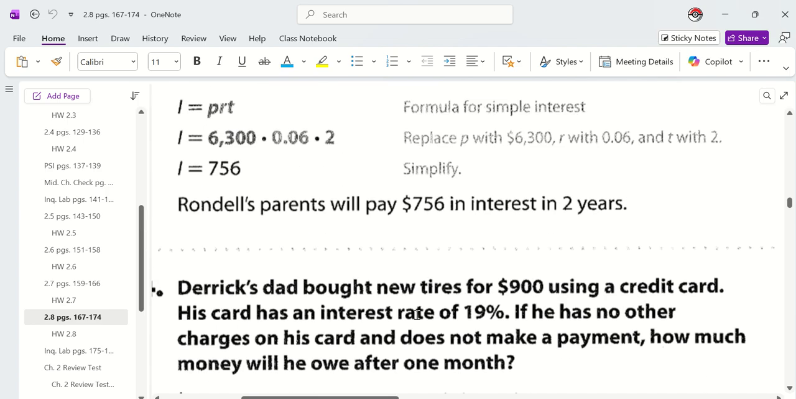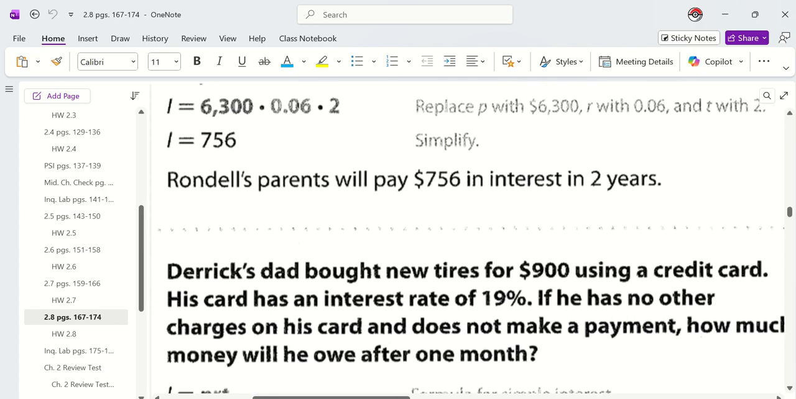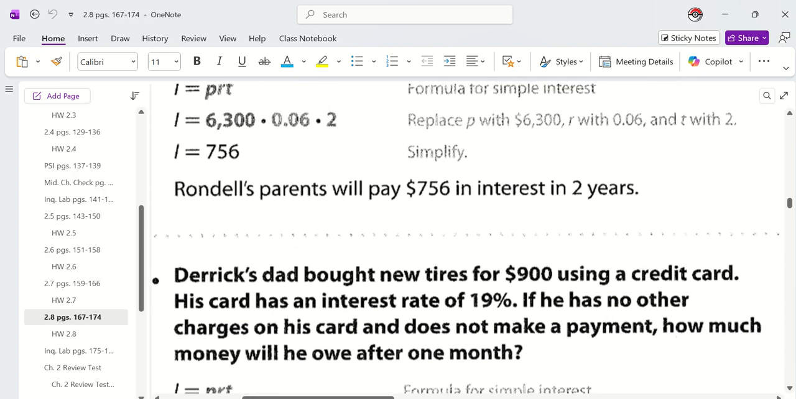All right, you and your group are going to go ahead and do this one. Okay. And I'm going to see if you guys can do this one.